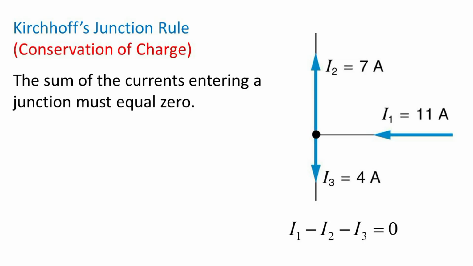Kirchhoff's junction rule amounts to conservation of charge in a circuit and states that the sum of the currents entering a junction, or node, must equal zero. Currents entering the junction come in with a positive sign, and currents leaving are assigned a negative sign. Here, I1 minus I2 minus I3 equals 0.